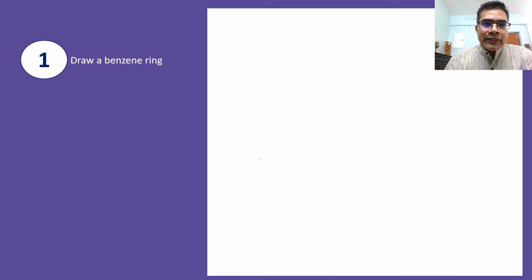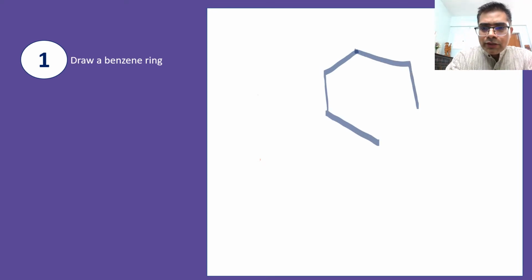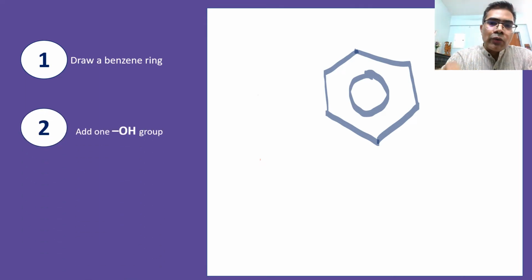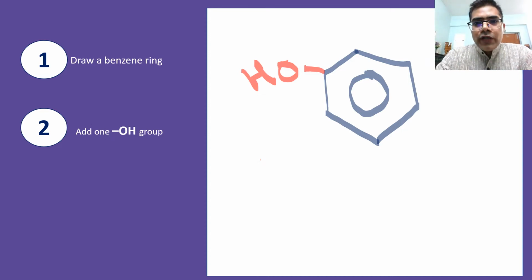So to draw catechol, let's go stepwise. First we have to draw a benzene ring. We all know how to draw a benzene ring. Now this is easy. So start with drawing a benzene ring. Second is add one OH group to it. So to the benzene ring, we add one OH group. Once we add OH group to benzene, now this is the structure of phenol.